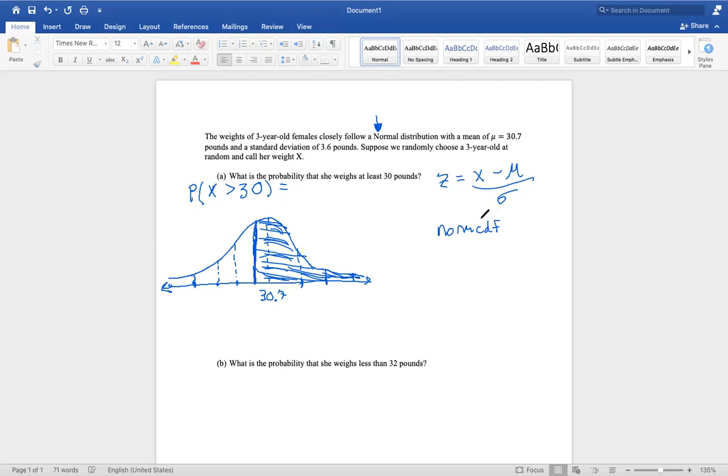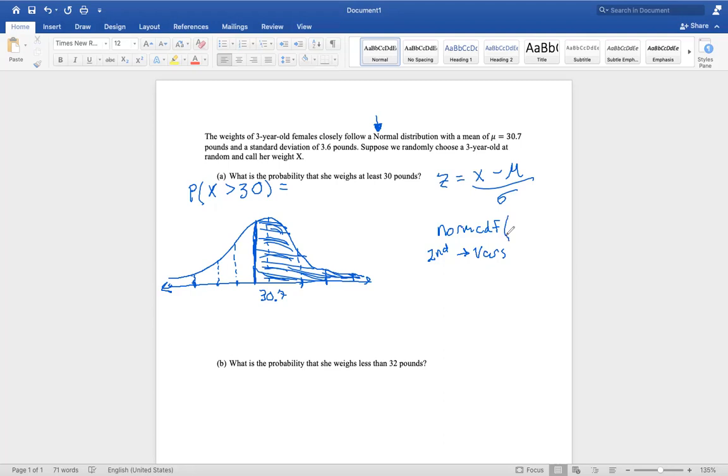To get to normal CDF, all you'd have to do is turn your calculator on. Actually, not the stat button. You hit second, and then you can click on vars. Second vars, and you should see something there that says normal CDF. For me, it's option 2.